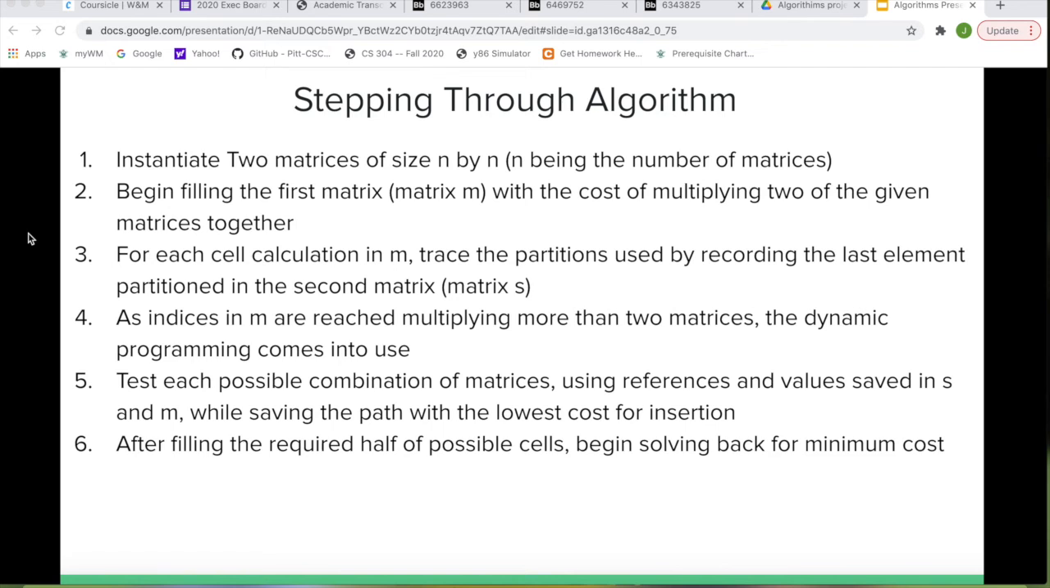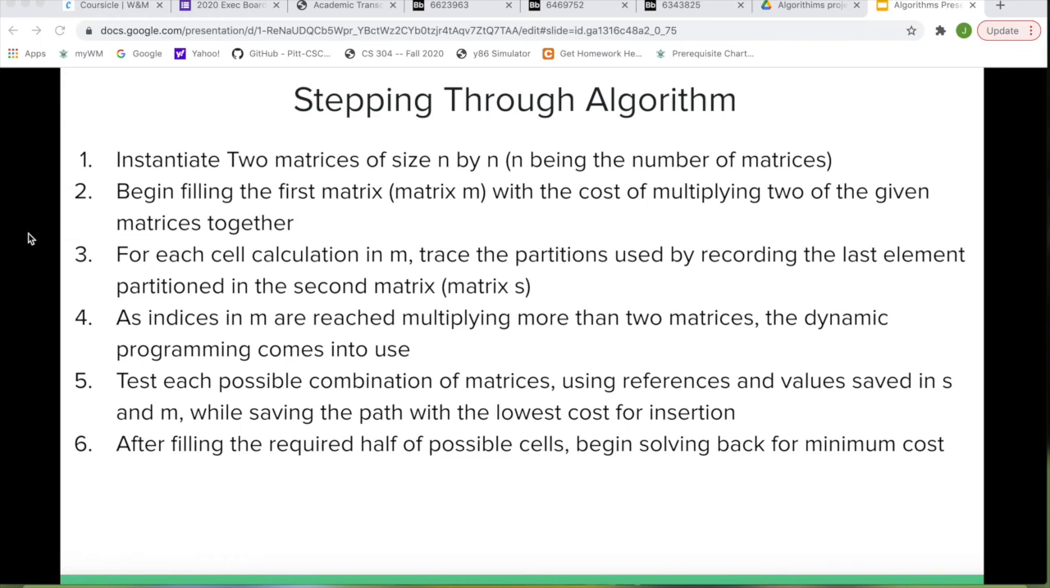Now, where dynamic programming comes in and where our runtime efficiency comes from is our second matrix, matrix S. What matrix S does is it saves the partition for minimized cost. What does that mean? When we're multiplying two matrices together, say matrix 1 and matrix 2, to have the minimum number of equations, you put the parentheses or the multiplication sign the only place you can, right after matrix 1. What matrix S saves is the matrix index at which the biggest parenthesis is going to be taking place.